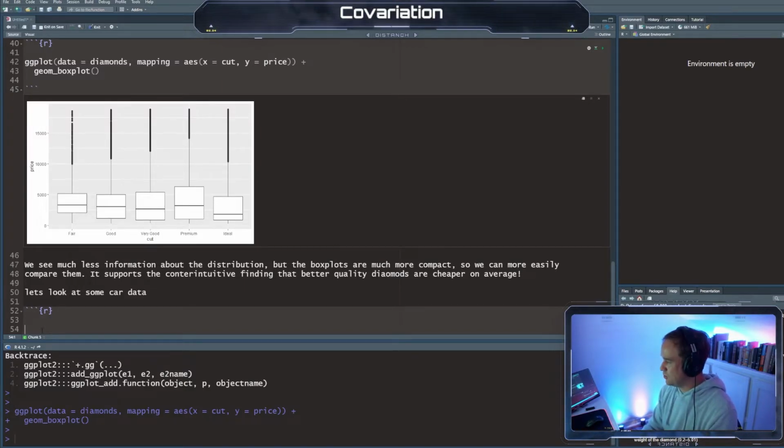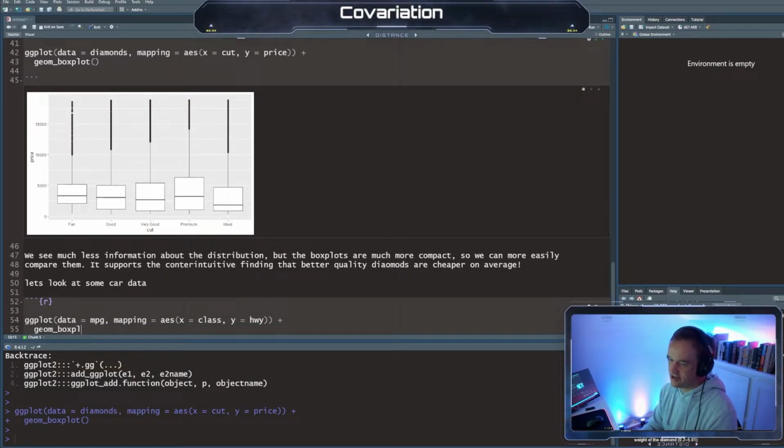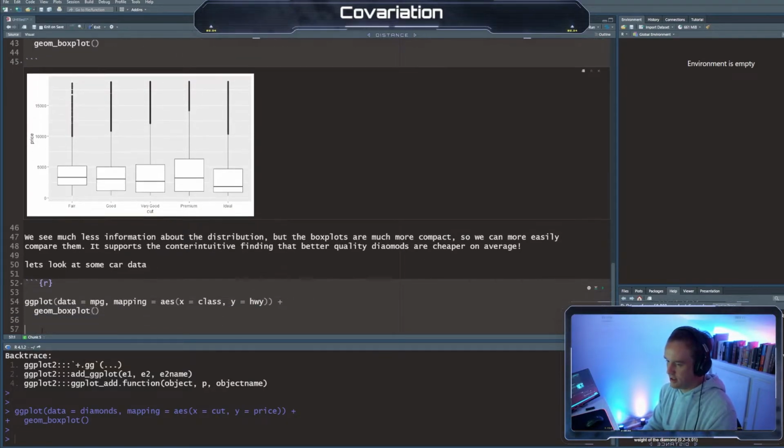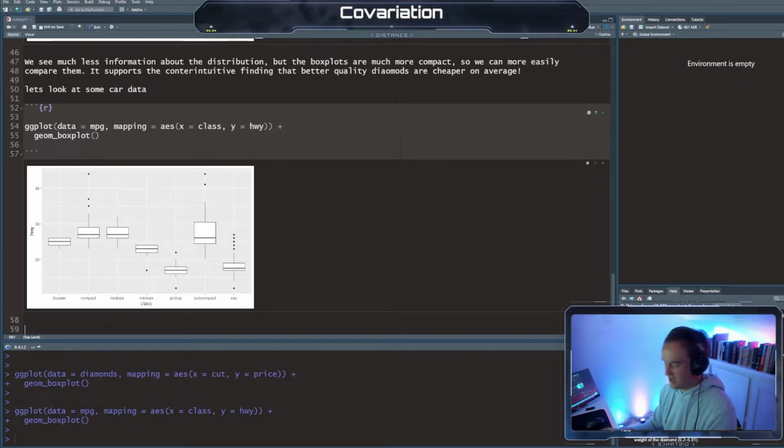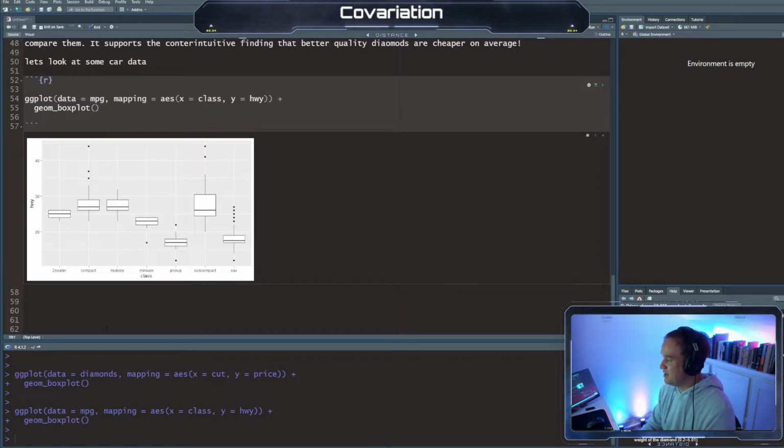And so let's do ggplot data equals mpg, mapping equals aesthetic, x equals class, y equals hwy, which is highway, and then geom box plot. So this is just a short example of how you can reorder these variables. So you see here we have our average highway mileage, and then we have two-seater, compact, midsize, minivan, pickup, subcompact, SUV. So say we wanted to reorder these based on their actual miles per gallon.